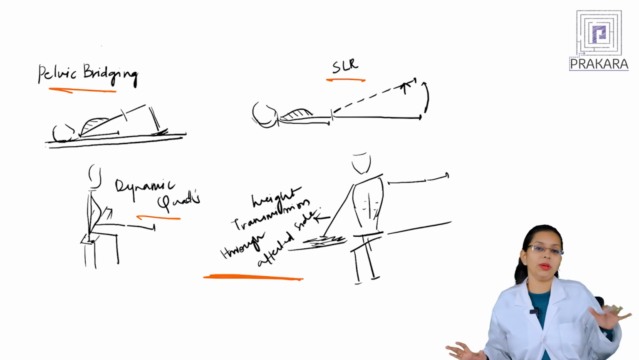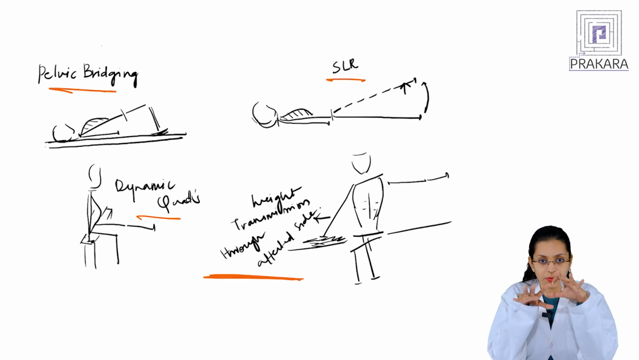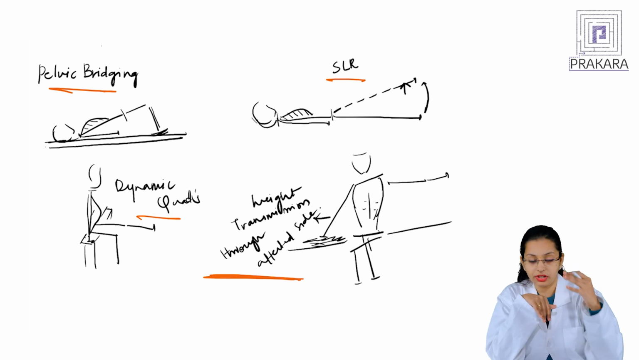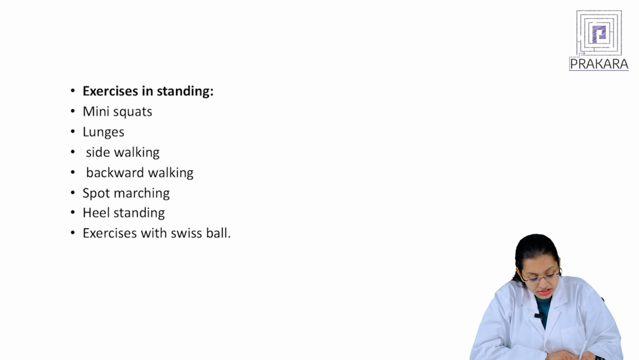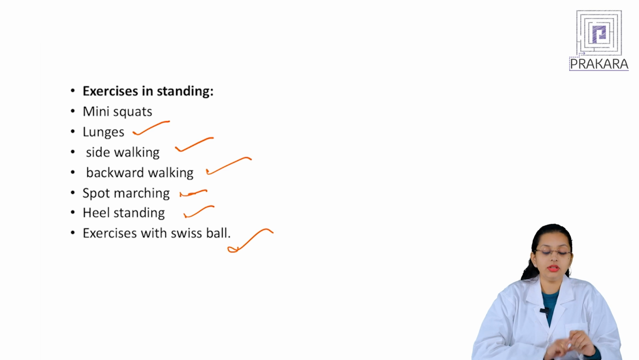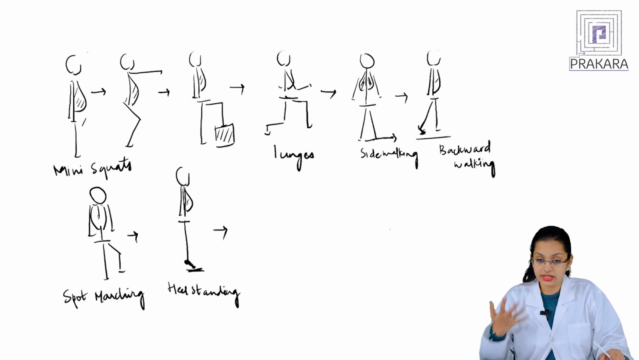This is what I encourage my patients to do, because that will cause joint compression, and this joint compression can reduce spasticity, and can improve motor functioning or motor performance also. Exercises in standing can be mini squats, lunges, side walking, backward walking, spot marching, heel standing, and exercises with the Swiss ball. There are diagrams, that's why I'm not going much into detail about these exercises.